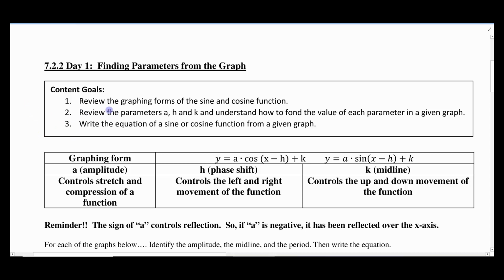All right, so we want to make sure that we review the graphing forms of sine and cosine, and then we want to make sure that we understand how to find A, H, and K from those graphs, and then use that information to help us write the equation of a sine or cosine function from that graph. All right, so we're going to go ahead and jump right into it here.